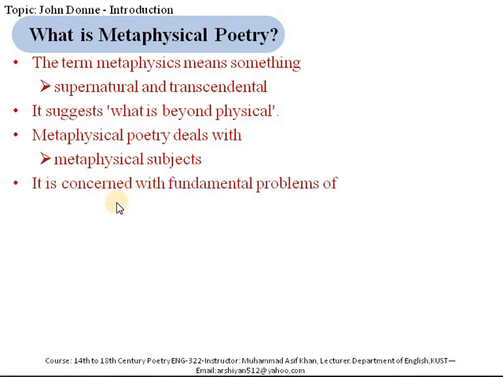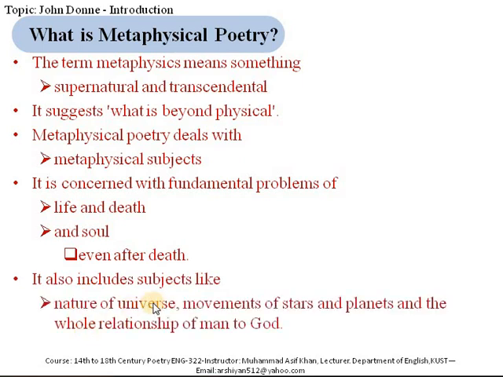This metaphysical poetry is basically concerned with the fundamental problems of life and death, and it also deals with the soul, and it covers life after death. It includes subjects like the nature of the universe, the movements of stars and planets, and the whole relationship of man to God. So the main characteristics of metaphysical poetry are novel and new thoughts and expressions. We see that conceit is there, wit, obscurity, and a pedantic show of learning is also there in metaphysical poetry. That is the style of poetry of which John Donne was the paramount representative.